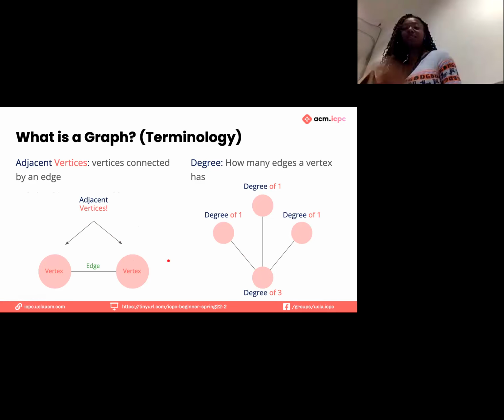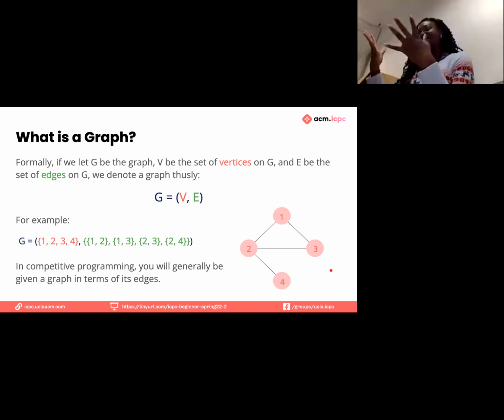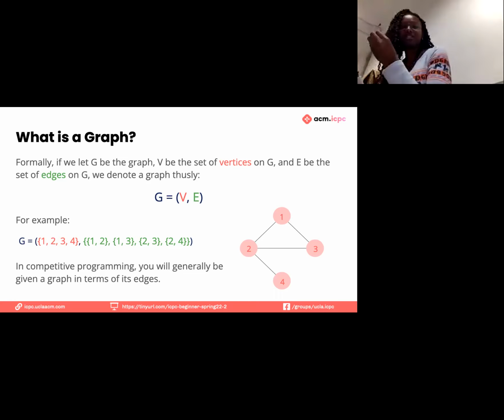And you'll also refer to the degree as how many edges a vertex has. So these vertices all up here have a degree of one, and this one is connected to all three of them. So it has a degree of three.